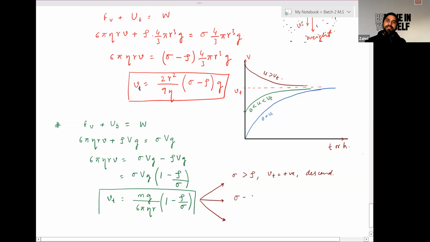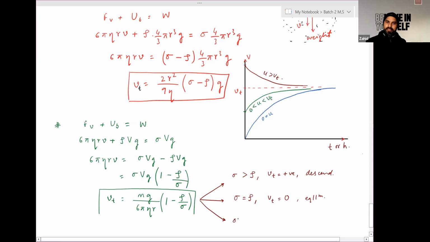Suppose sigma is equal to rho. So this ratio will become 1. So 1 minus 1 will be 0. So terminal velocity in this case will be 0. That is, there is no upliftment or downfall, no ascending or descending. It will remain at rest in equilibrium at its own position.